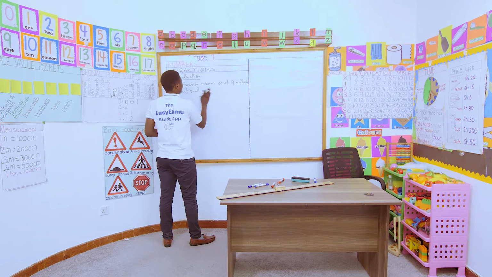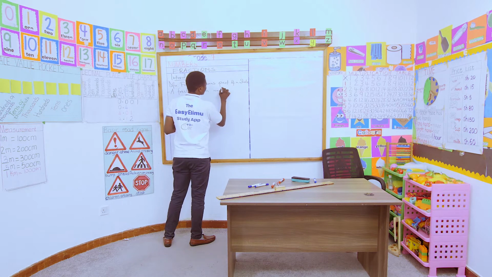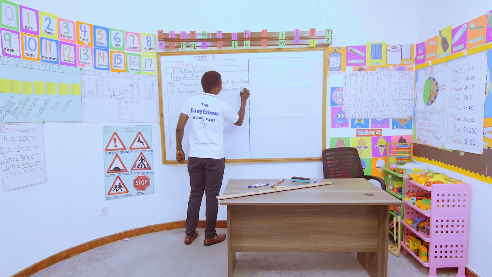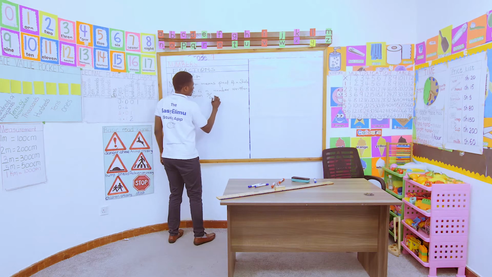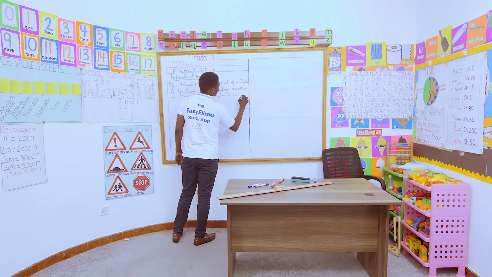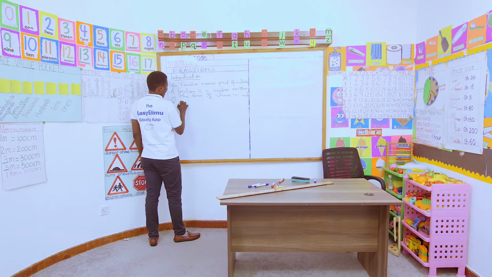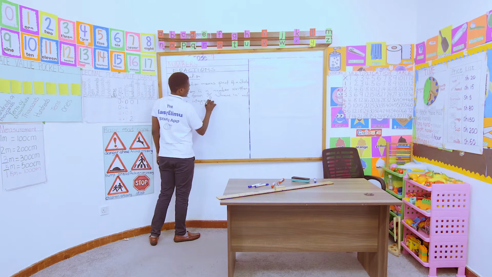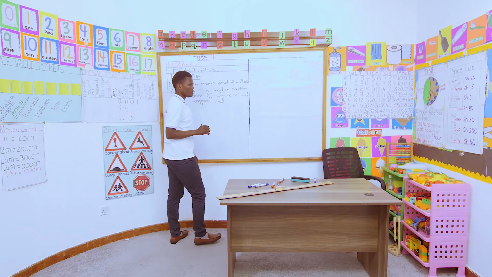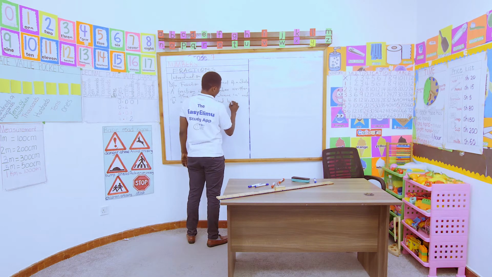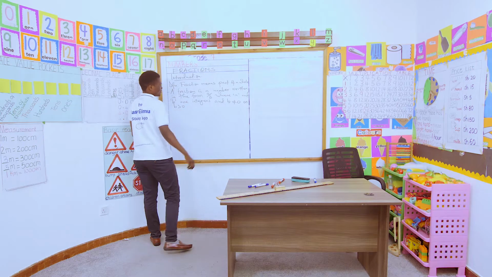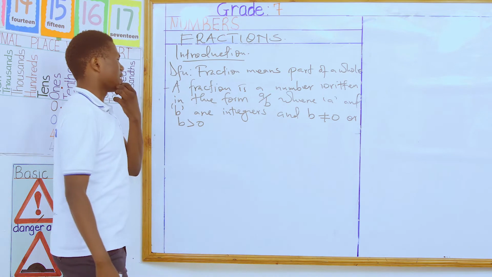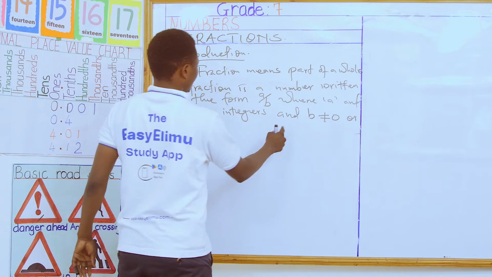we can say a fraction is a number written in the form A over B, where A and B are integers and B is not equal to 0, or B is greater than 0, to mean B is a positive number. In most cases, the denominator is always a positive number.